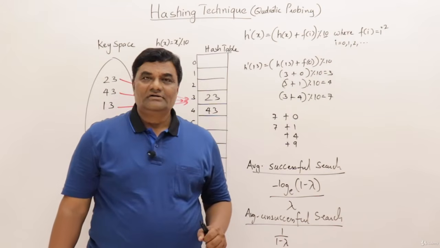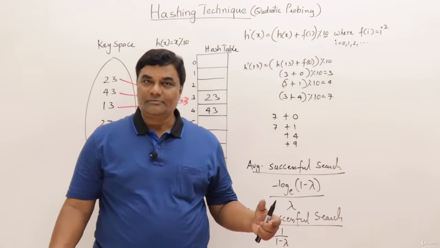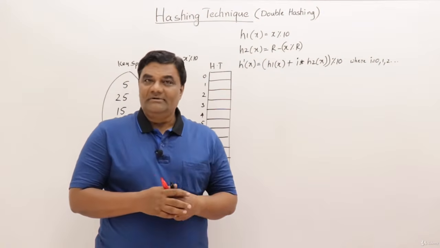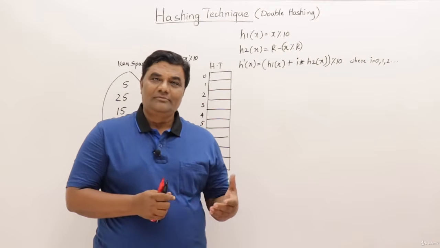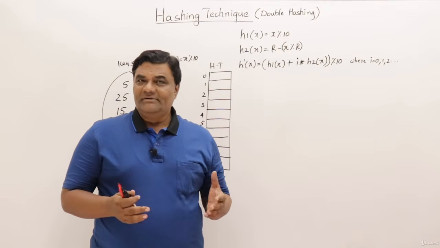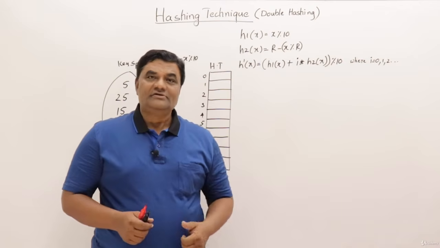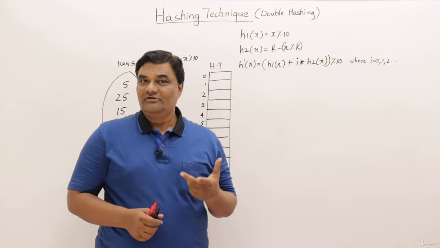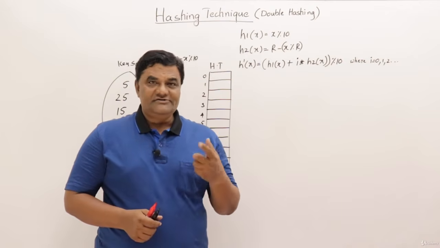That's all about quadratic probing. Now the topic is double hashing. We have already seen linear probing and quadratic probing. Those were the methods for resolving collision. So this is also a method for resolving collision.